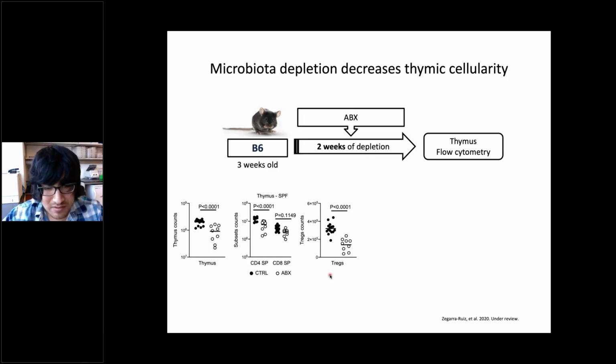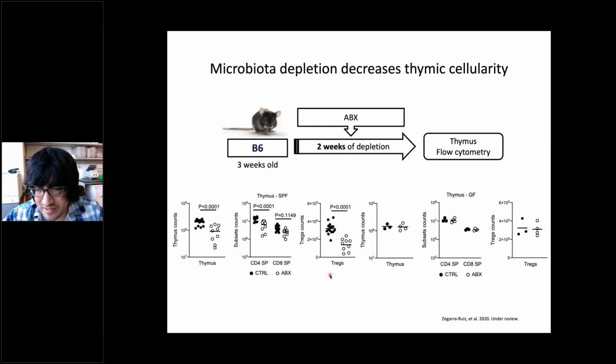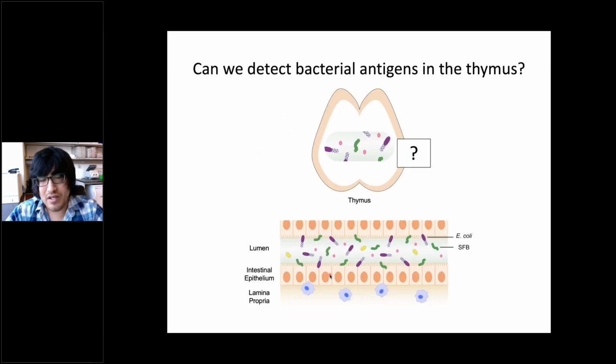To test that this decrease was not due to antibiotic toxicity that was just shrinking the thymus and killing our cells, we performed the same assay in germ-free mice. So basically, we provided them with antibiotics, but there was nothing to deplete, it was just antibiotics. And we found that unlike SPF mice, germ-free mice had no change in the numbers of total thymic cellularity or in the thymic subsets, suggesting that this effect was in fact driven by the microbiota. Good. So we know that we're able to identify microbiota-specific T cells in the thymus, and we've seen this with SFB.